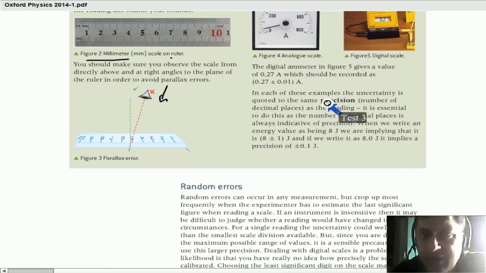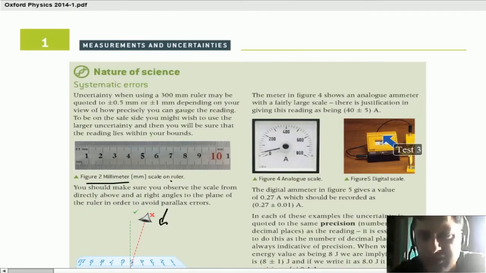There are also errors related to precision. See, this particular instrument can measure up to 20 ampere, right? Anything between 0 to 20 or 20 to 40, you will always have some estimation error that you have to take into account. Let's say here it is 0.27 ampere. It's not that easy to read this value from here. So this is 40 plus minus 5. That's what they are saying, that the reading will be 40 plus minus 5, because the minimum you can measure here is 20, right? And here you might have some error when you read this.